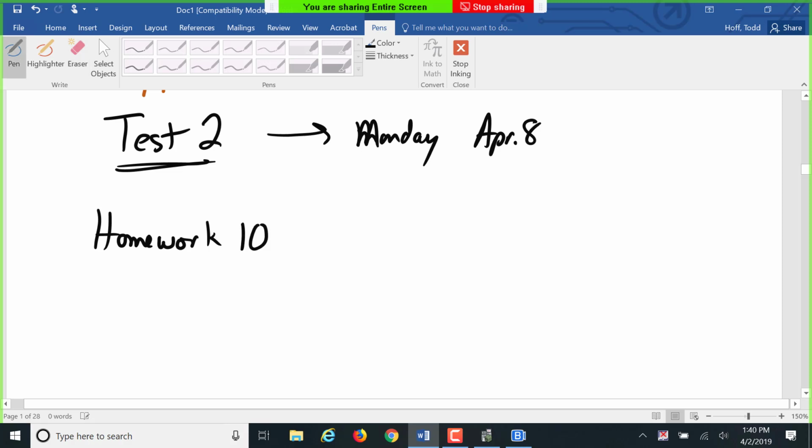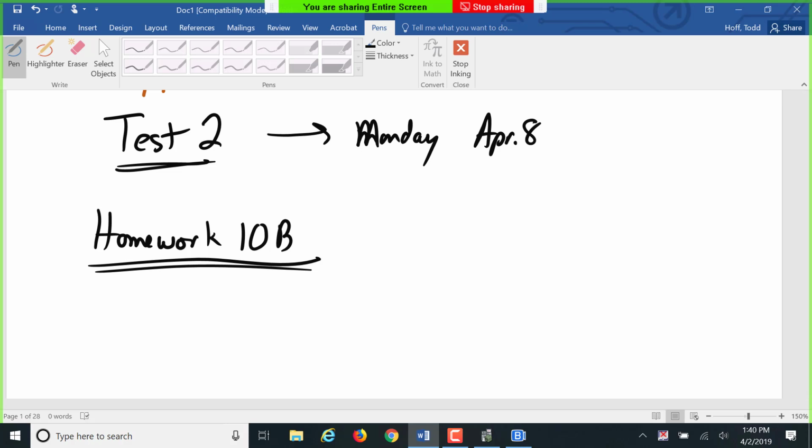Homework 10B corresponds to what we talked about today. Now remember, there will still be a quiz for week 10 that will be due on Monday. I'll leave it up to you whether you want to do that after you take the test in class Monday, or get it done before the test. But keep in mind, there is still a quiz this week, even with the test coming up next week. So make sure you plan your time accordingly to have time to complete that.